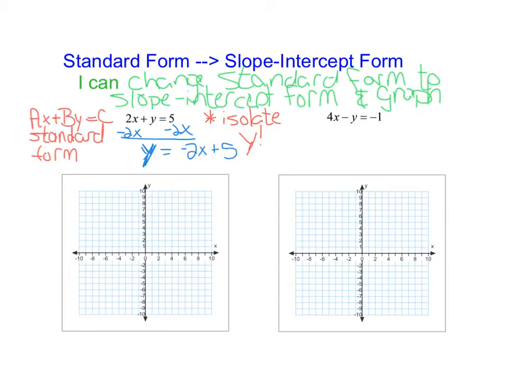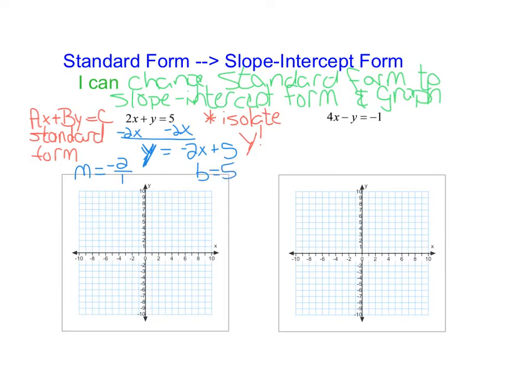Now, why did I write the negative 2x first? Well, now, all of a sudden, this is slope-intercept form, right? So we changed it to slope-intercept form. Y equals negative 2x plus 5. Now we can graph. What are my slope and my y-intercept? Well, my slope is negative 2, and I'm going to go ahead and put that over 1, and my y-intercept is 5. How do we graph this?